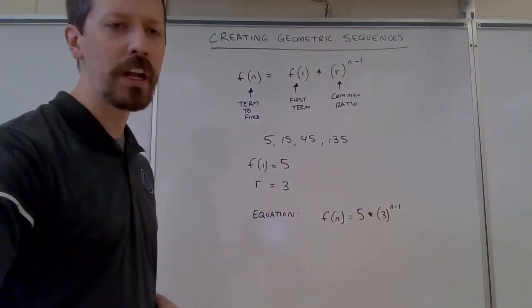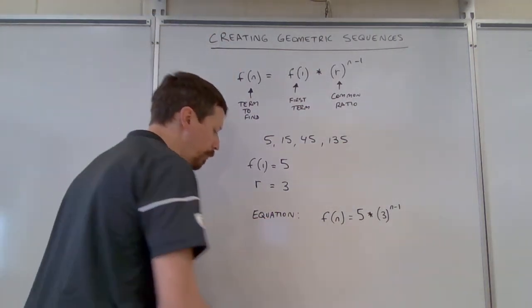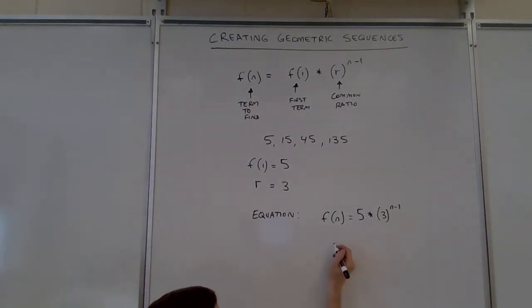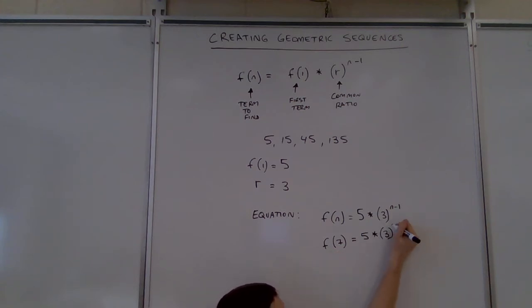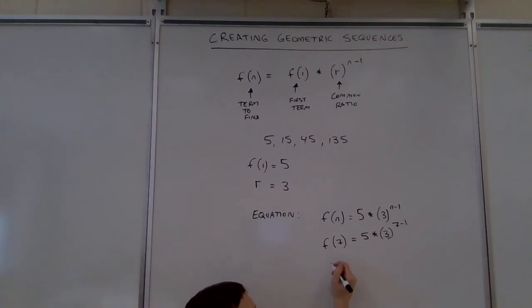So it's really not too bad here. To find the 7th term, we're just going to go ahead and rewrite this. This becomes f of 7, because we're trying to find the 7th term, equals 5 times 3 raised to the power of n minus 1. Now you'll remember n is just going to be the term I'm trying to find. I'm trying to find 7, so this is going to become raised to the power of 7 minus 1.